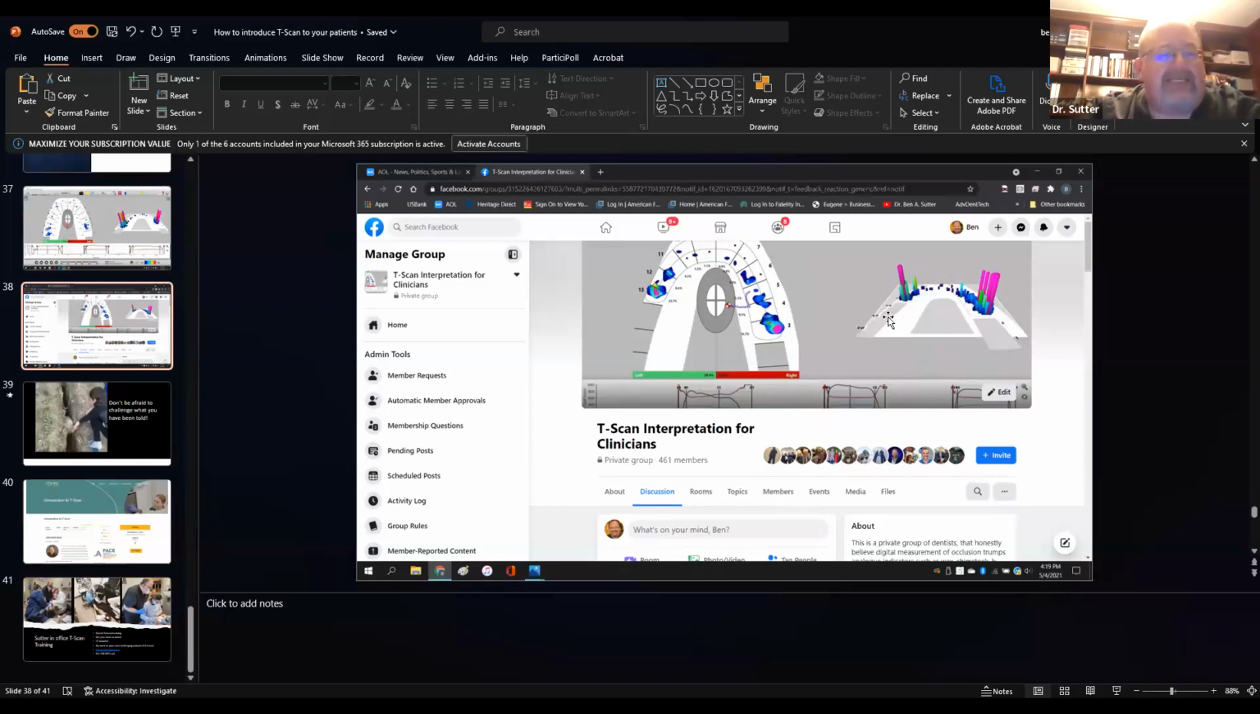Lastly, T-scan has a core version, at least they did, where it's not quite as expensive as all the bells and whistles. It's kind of an introductory thing. It gives you the bite force, and it does give you data, and it's the exact same hardware, but some of the software features have been turned off. So if you're not prepared to spend the whole amount for a T-scan, get T-scan core, get started, and get comfortable with it, and then turn on all the features.